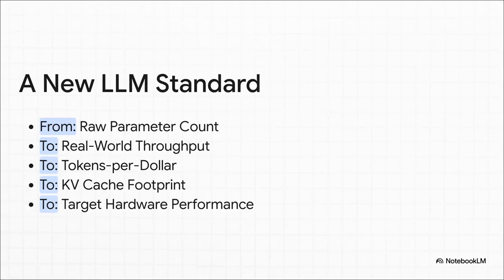And honestly, work like this should force all of us to change how we measure and talk about models. For too long, parameter count has been the lazy, default metric for how good a model is. Jet-Nemotron proves we need to be looking at things that actually matter for deployment. Real-world throughput, tokens per dollar, KV cache size, and performance on the specific hardware you're targeting.